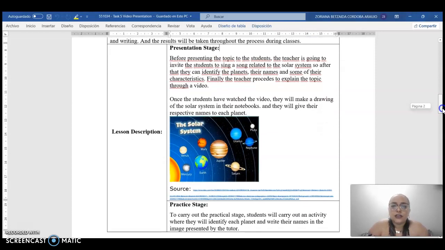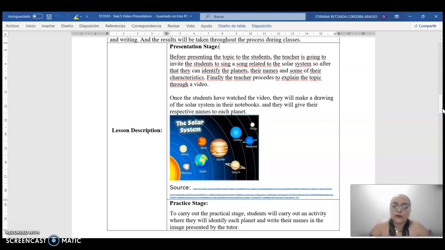Now, talking about the presentation stage. Before presenting the topic to the students, the teacher is going to invite the students to sing a song related to the solar system. After that, they can identify the planets, their names, and some of their characteristics. And finally, the teacher proceeds to explain the topic through a video. Once the students have watched the video, they will make a drawing of the solar system in their notebooks, and they will give their respective names to each planet.